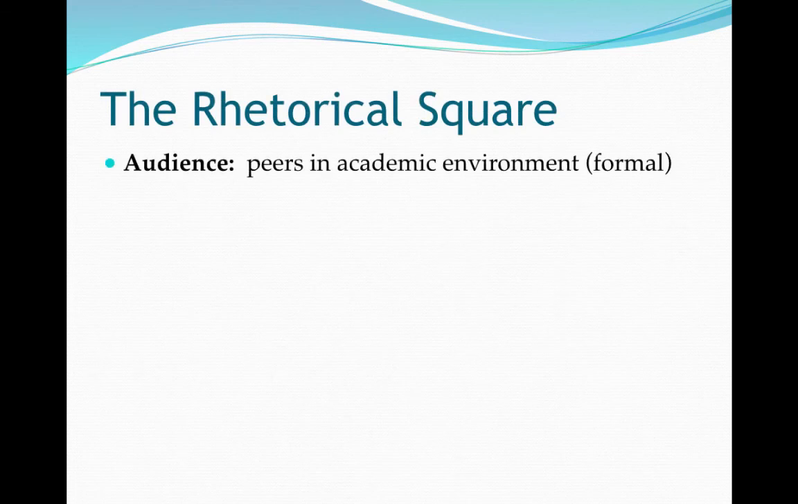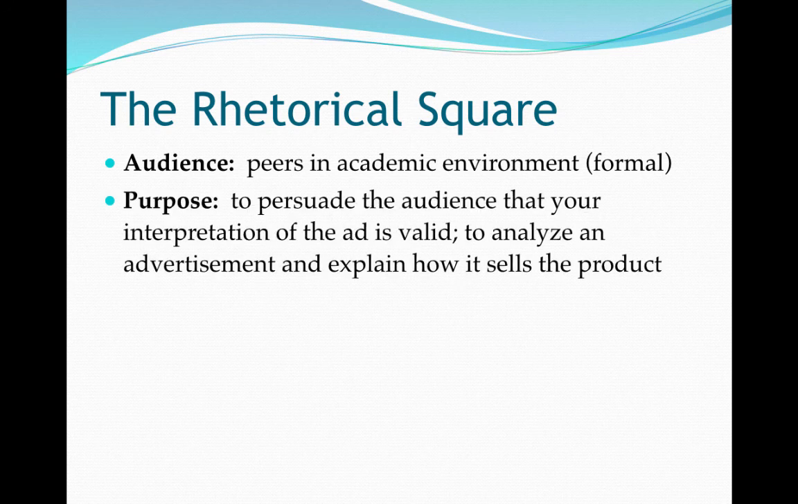So let's talk about the rhetorical square. This is just a device that we can use to help us get a grip on an essay assignment. And there are 4 parts since it's a square. The first is to think about your audience. And here, your intended reader for essay 1, your peers in an academic environment, meaning formal. You're writing to our class, but we're not going to use slang or informal language. But imagine that you're writing to the class.